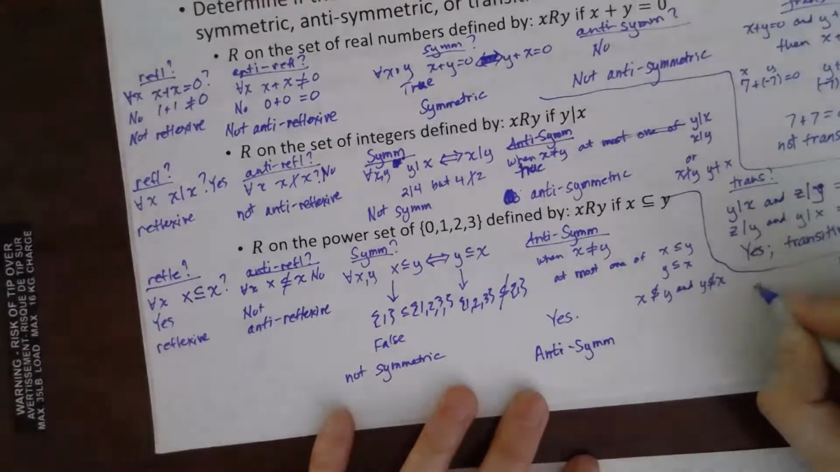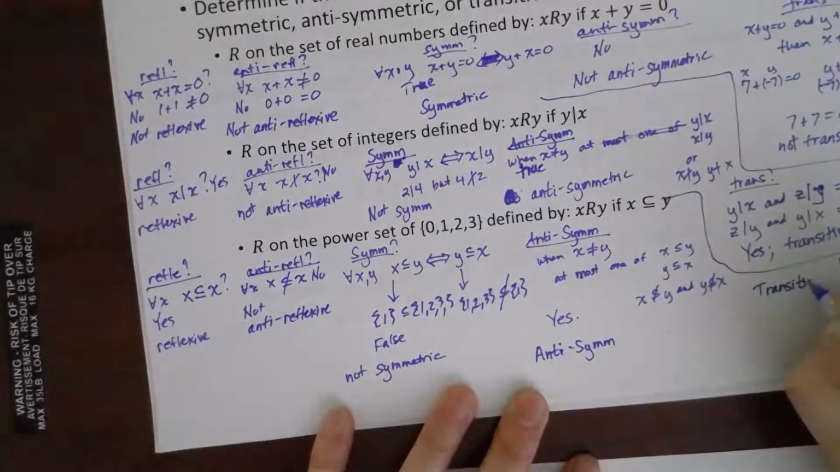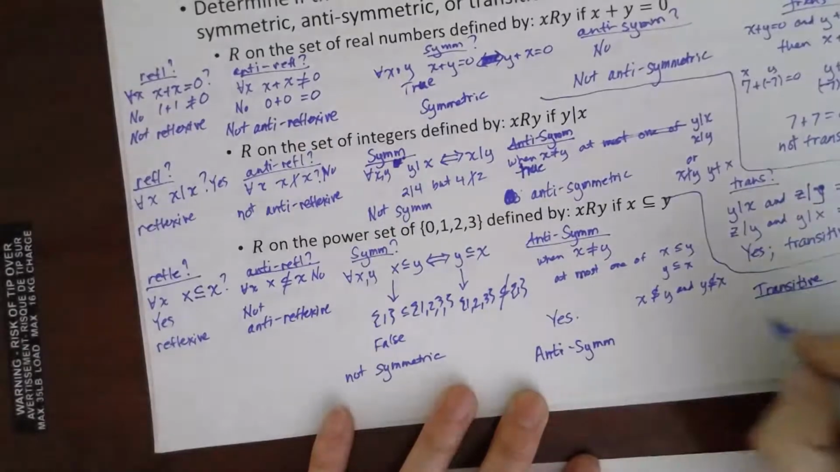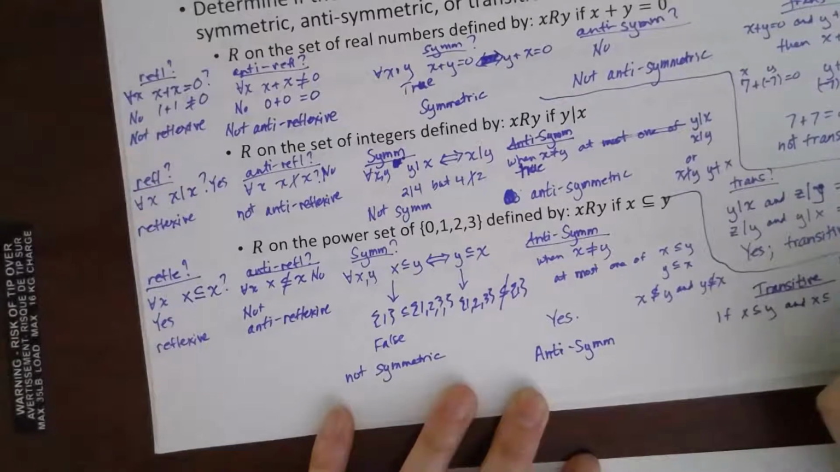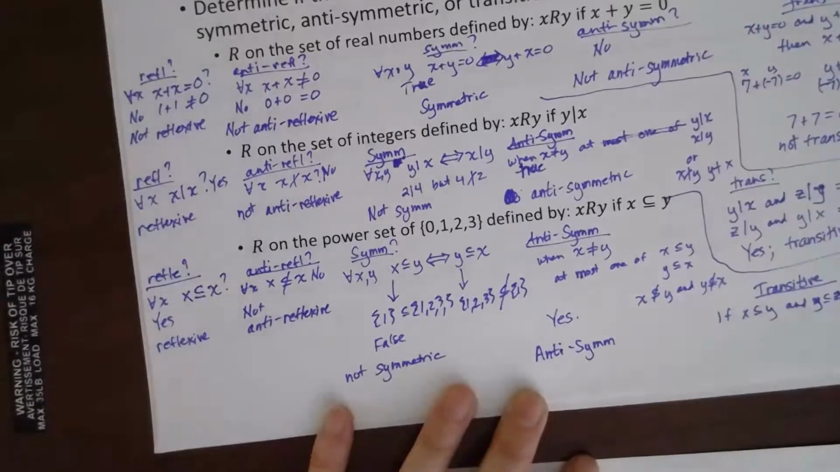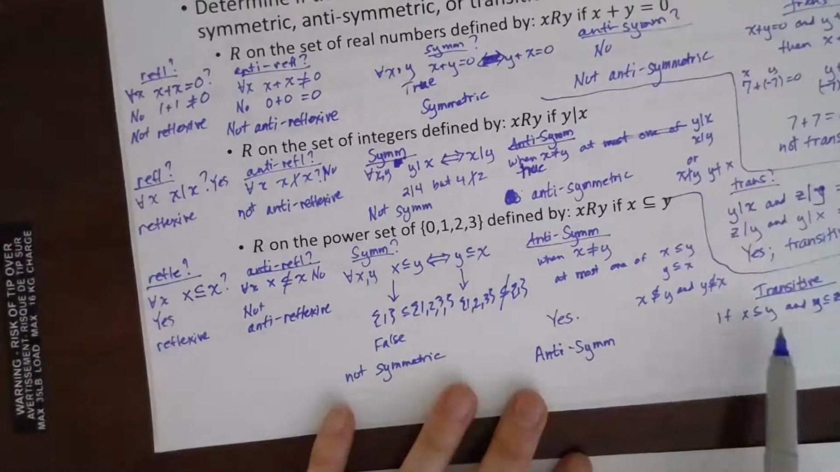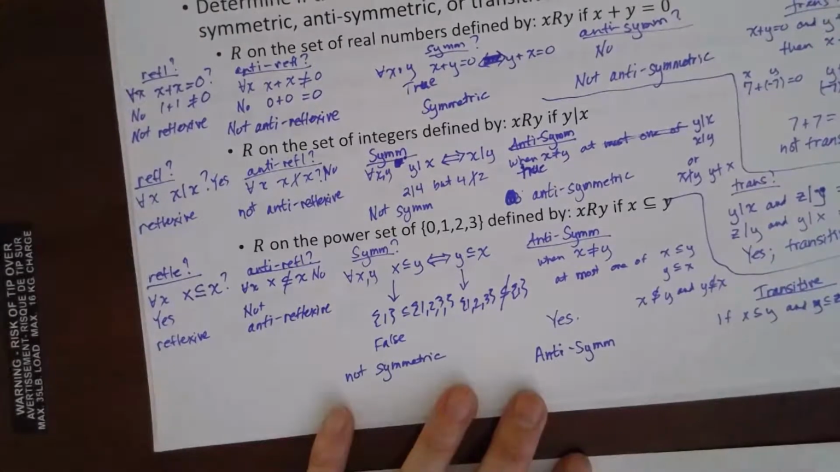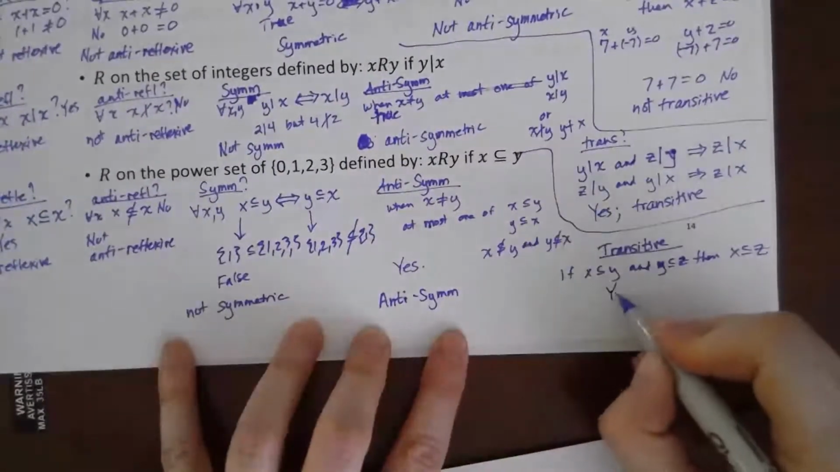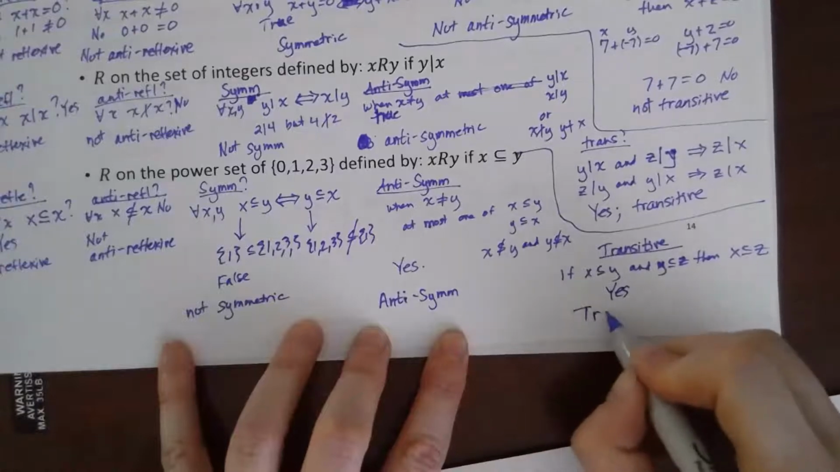And the last one is transitive. Okay, so this one, if X is a subset of Y and Y is a subset of Z, then will we automatically get that X is a subset of Z? So everything in X is contained in Y. Everything in Y is contained in Z. So will we automatically get everything in X is contained in Z? Yes, so this is transitive.